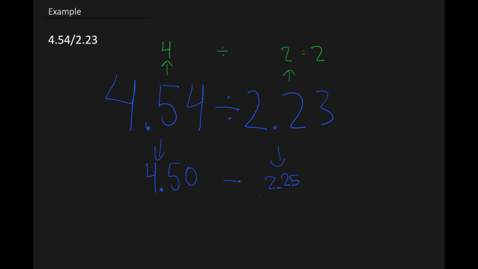Divided by. And of course, if you're having a little trouble because there are decimals here, you could just do, okay, 25 goes into 50 2 times, and 2 goes into 4 2 times. So it's 2. So 4.54 divided by 2.23 equals about 2.